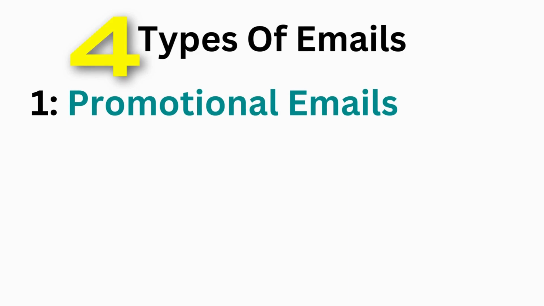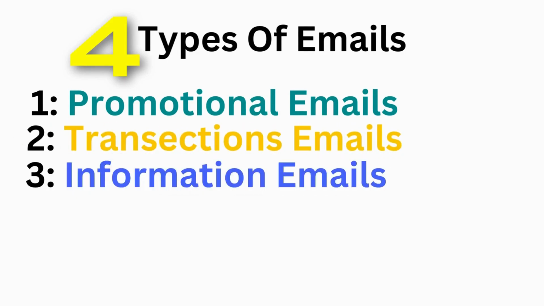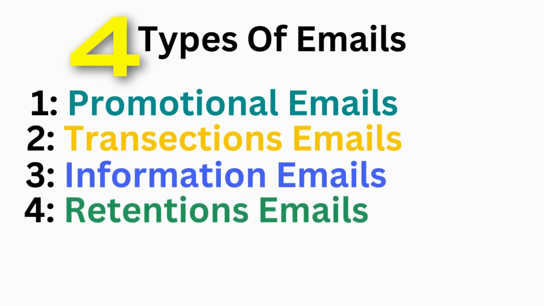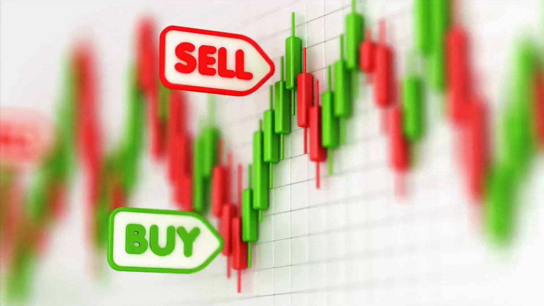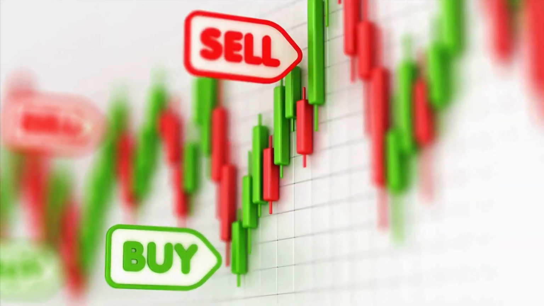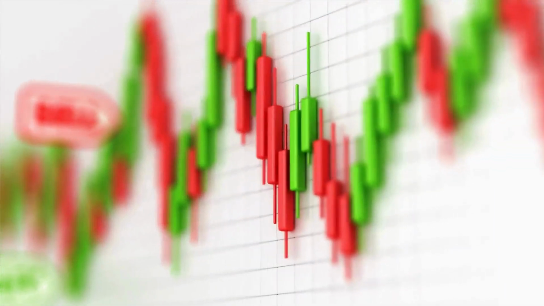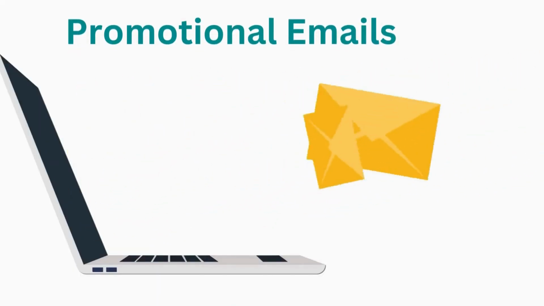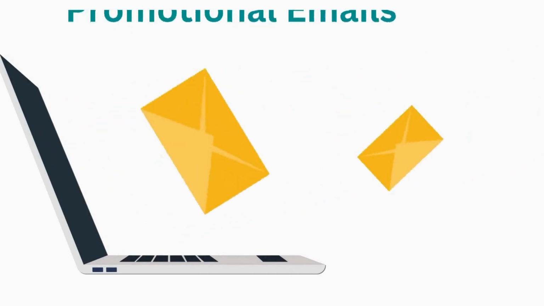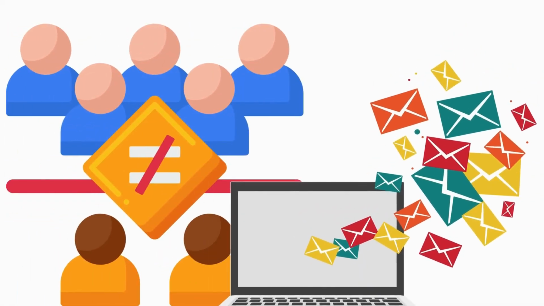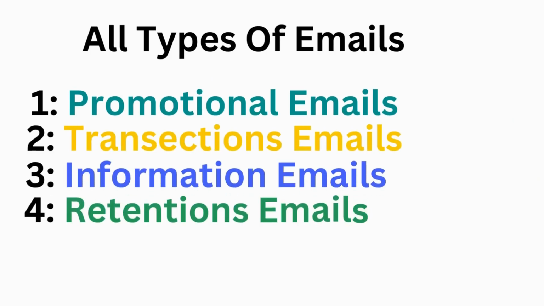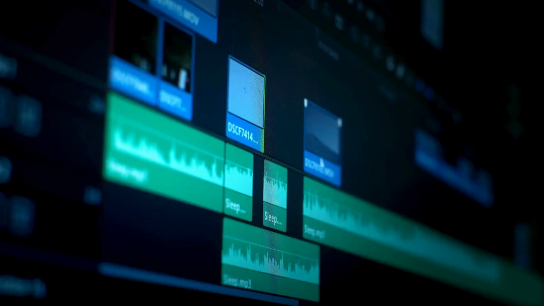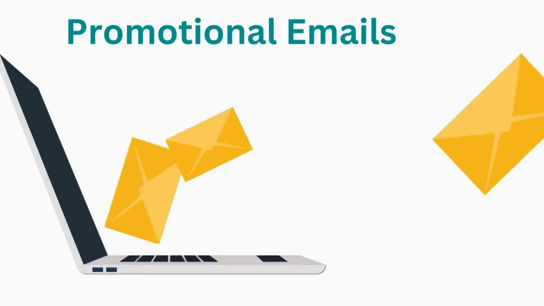There are 4 types of emails: promotional emails, transactional emails, informational emails, and retention emails. And if you want to reach and sell your products to your targeted audience, then you can use promotional emails. So right now we will talk about only promotional emails, because if we start talking about all types of emails, then the video will become very long.